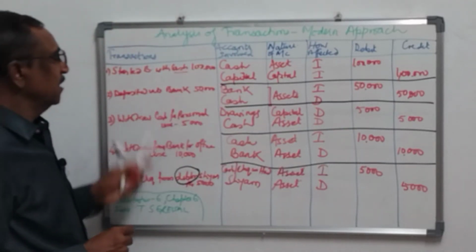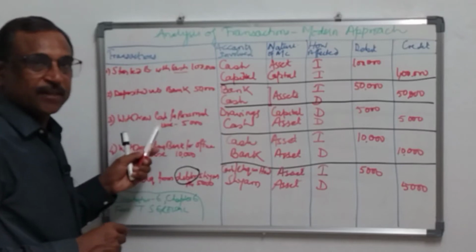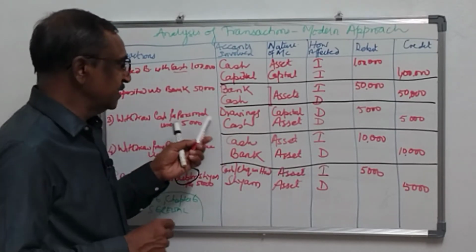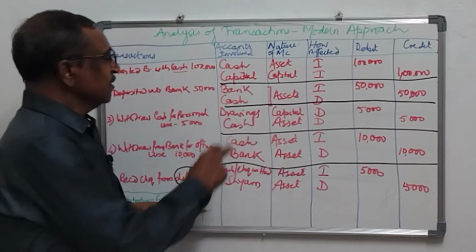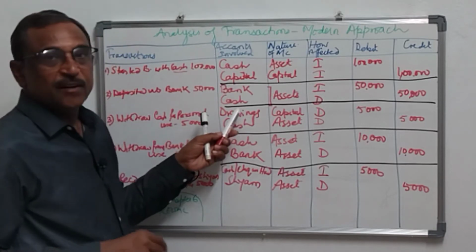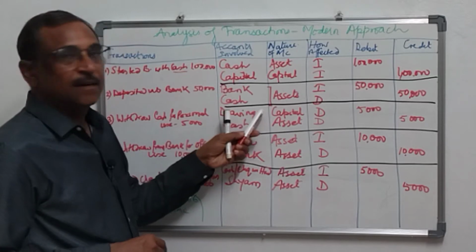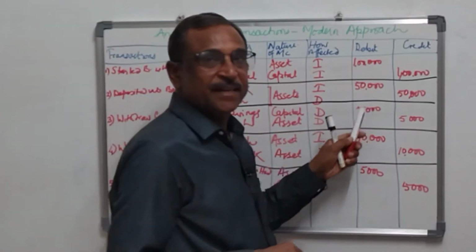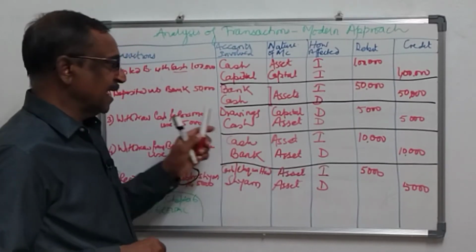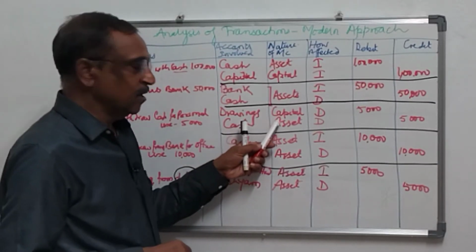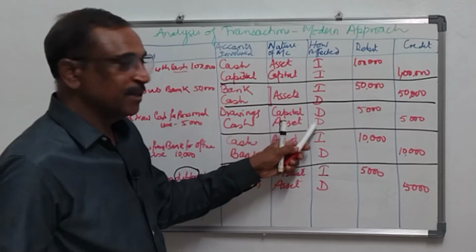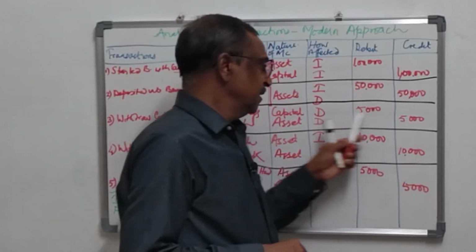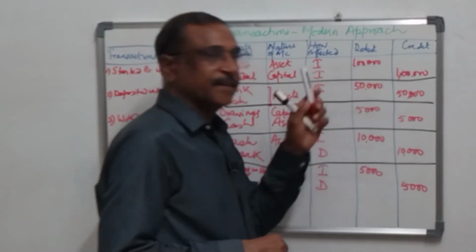Withdrew cash for personal use. Here the more important term is personal use. Whenever there is personal use, it is termed as drawings. So drawings will reduce your capital. It is a capital, so decrease in capital is debited, and the other is cash. Cash is your asset and it is also decreasing. Its balance has decreased by 5,000, hence decrease in asset is credited.